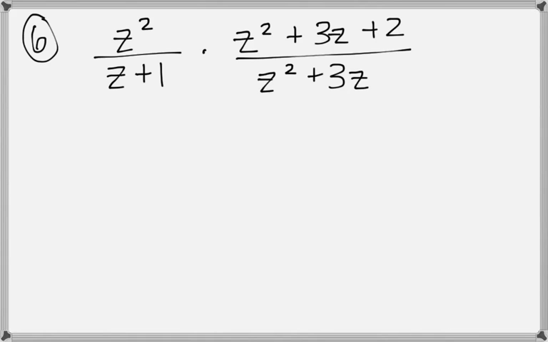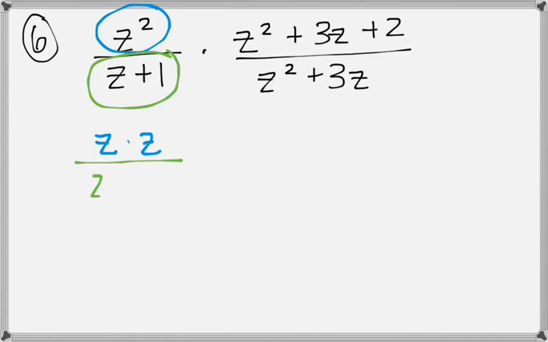Can I factor z squared? No, the best I could really do is write it as z times z. So if you want to do that, you can, because z times z is z squared. But other than that, there's not much I can do with that. What about the z plus 1? Can I factor that? No. Can't factor the z plus 1 because there's no squared and there's no GCF.